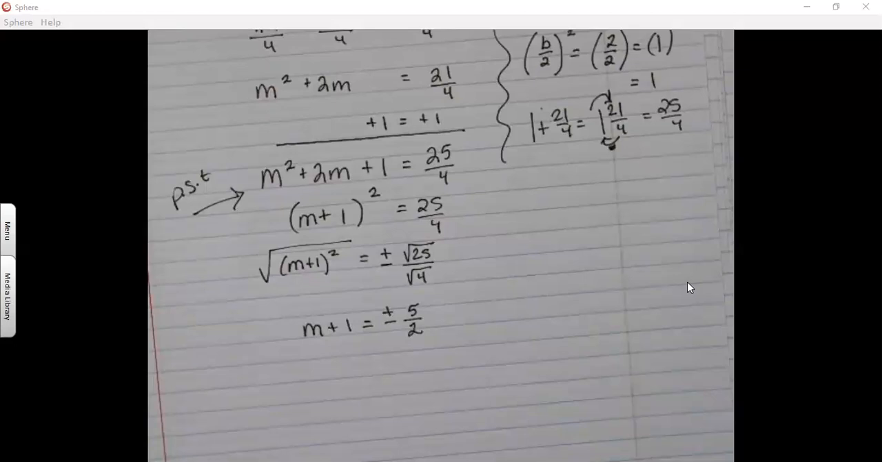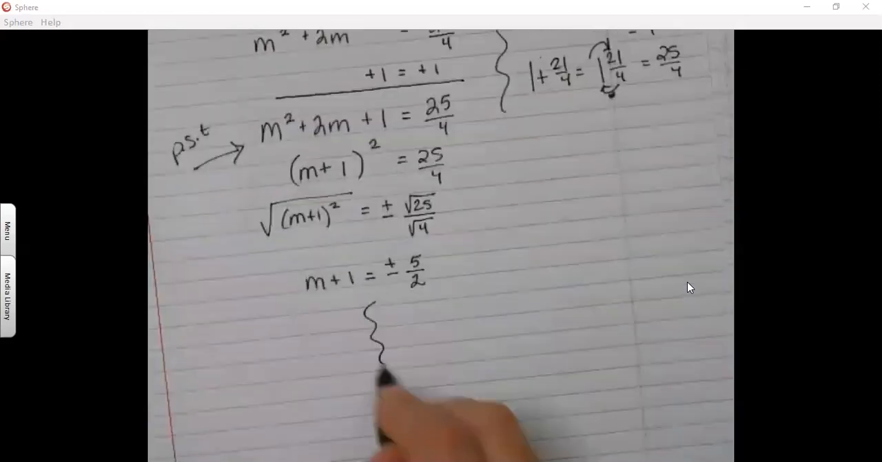Next step, write two separate equations. One of them will take the positive 5/2 and the other one will take the negative 5/2.